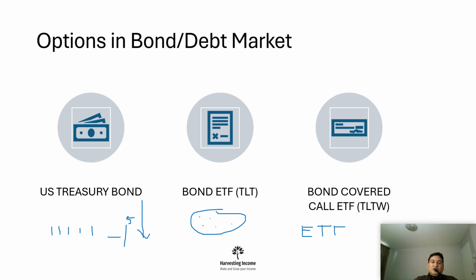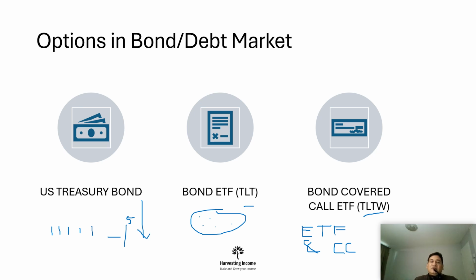So the portfolio has the ETF within it. Plus, the fund manager also writes covered calls. So covered calls, let's call it CC. So the ETF portion is exactly identical to this one. In this case we have taken the example of TLT, which is the iShares bond ETF. So TLTW is a covered call bond ETF which holds TLT, and TLTW writes covered calls on the same thing. So if you have this fund plus covered calls, it becomes TLTW.